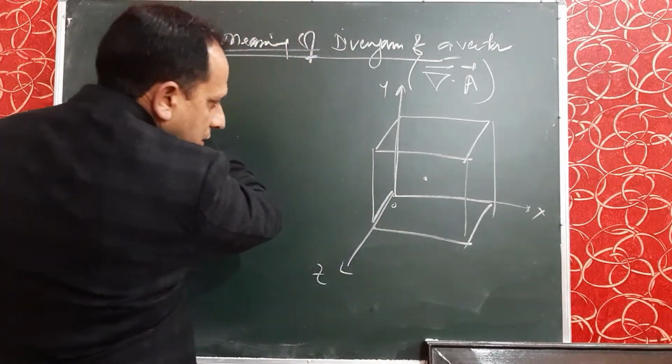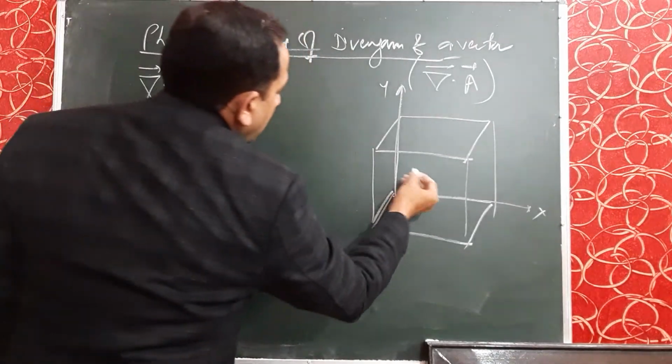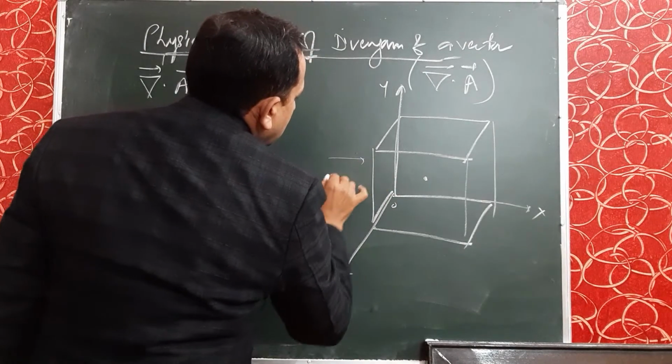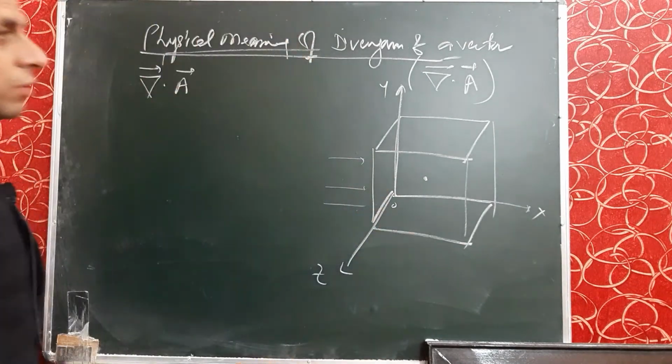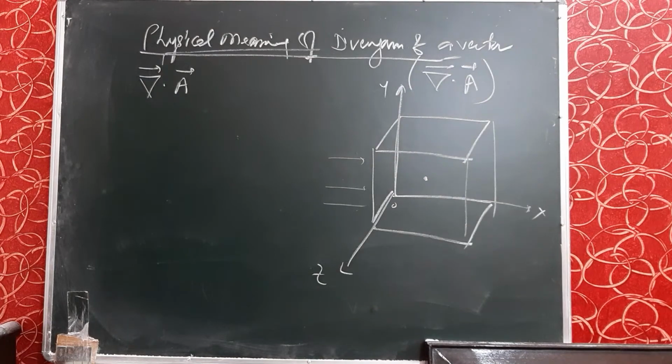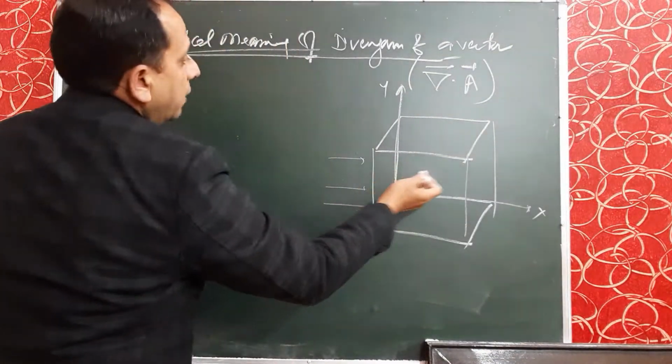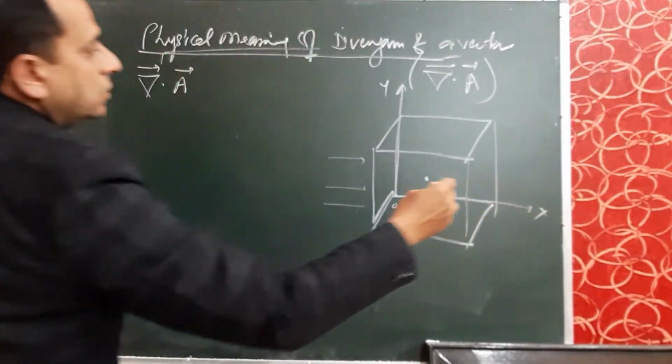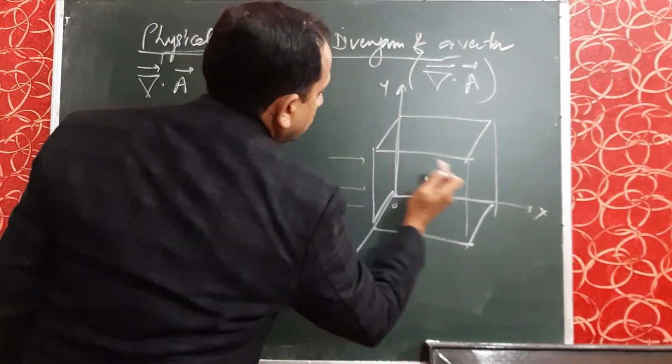Let the flux be entering through this surface. Flux means the number of lines passing through the area. The flux is entering through this surface and leaving through this surface. So, the net change in flux is from this surface to this surface.